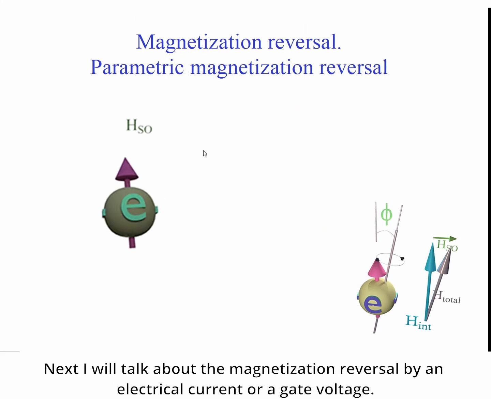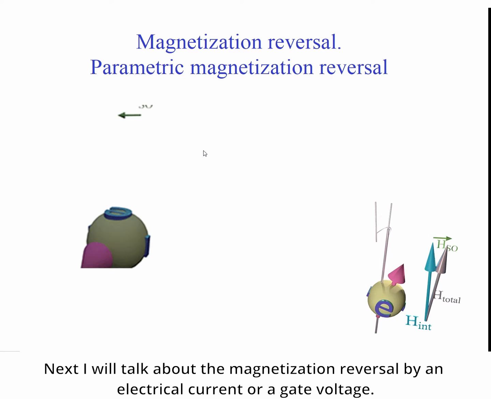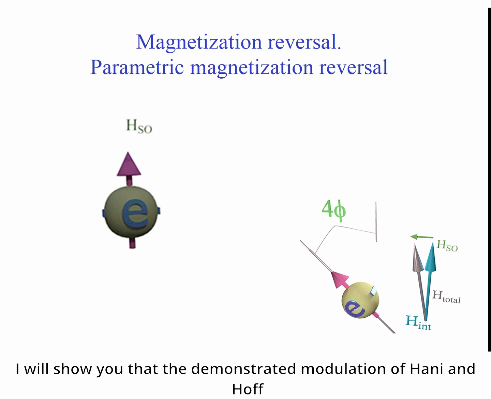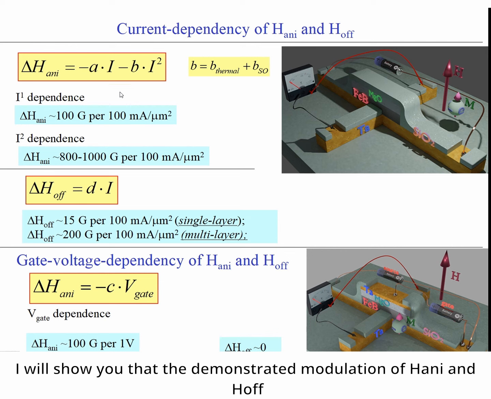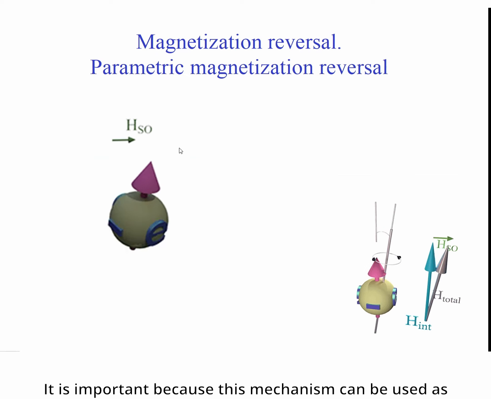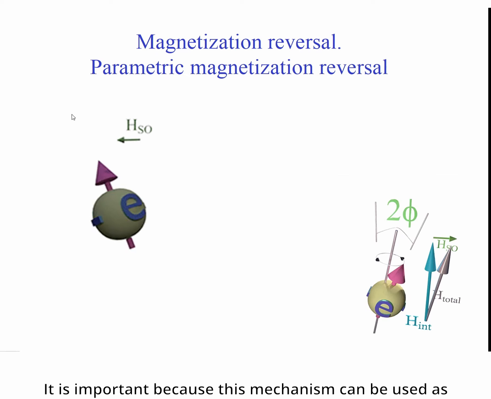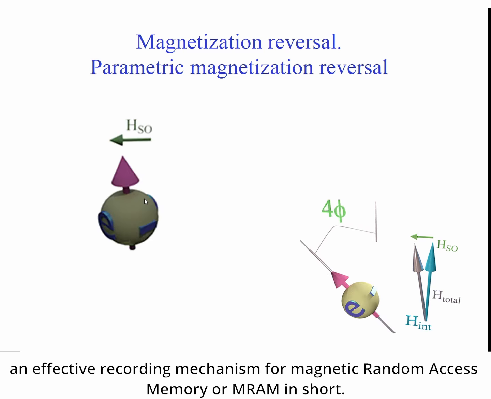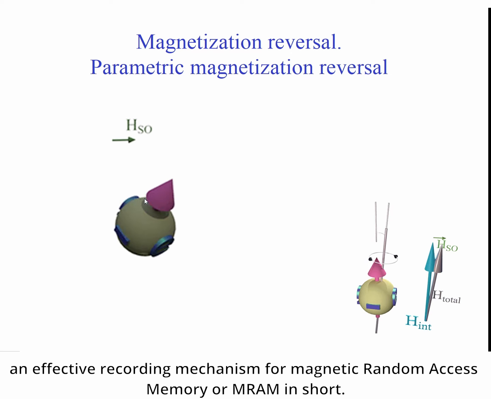Next, I will talk about the magnetization reversal by an electrical current or gate voltage. I will show you that the demonstrated modulation of anisotropy field or offset field by electrical current or gate voltage can be used for the magnetization reversal. It is important because this mechanism can be used as an effective recording mechanism for magnetic random access memory, or MRAM in short.